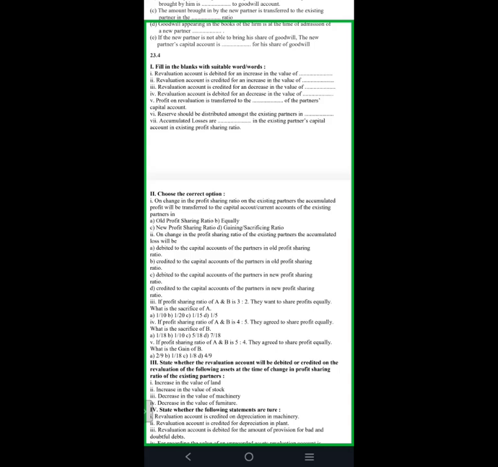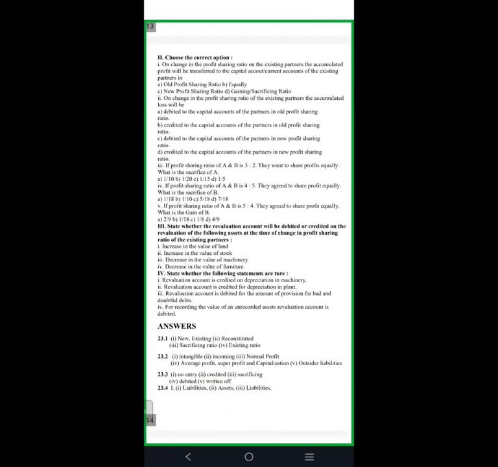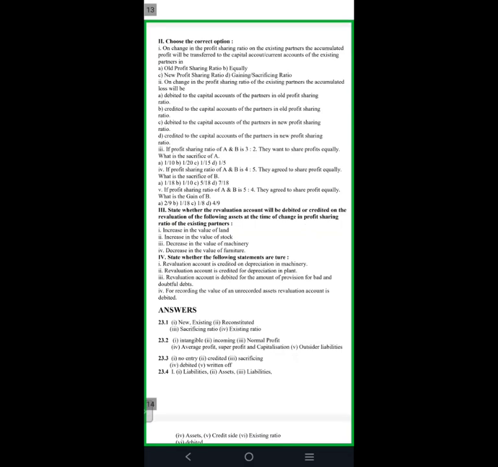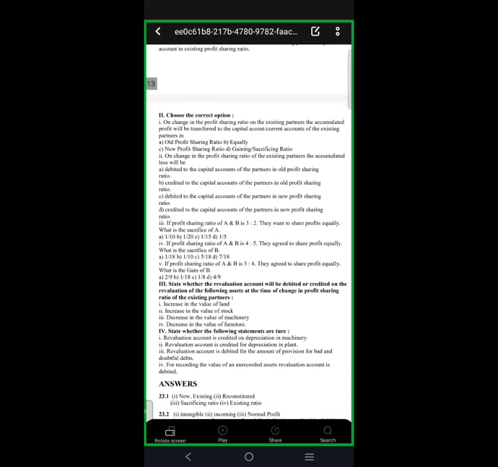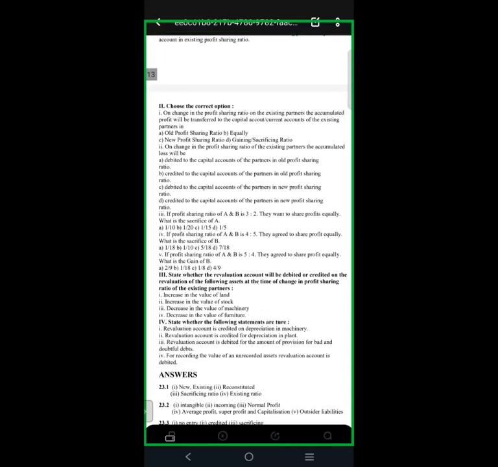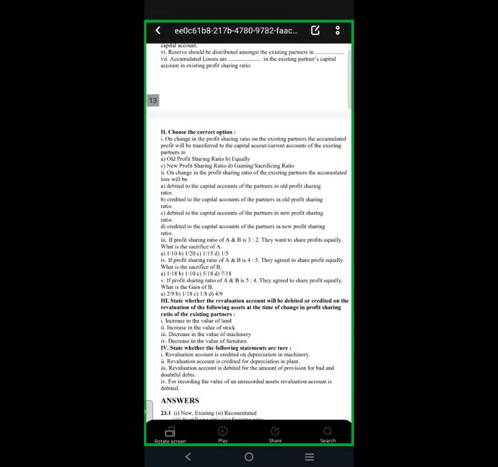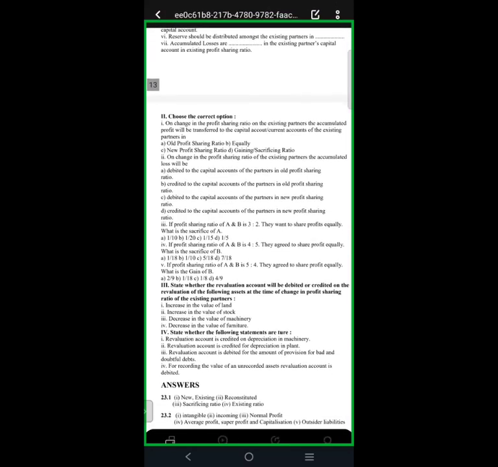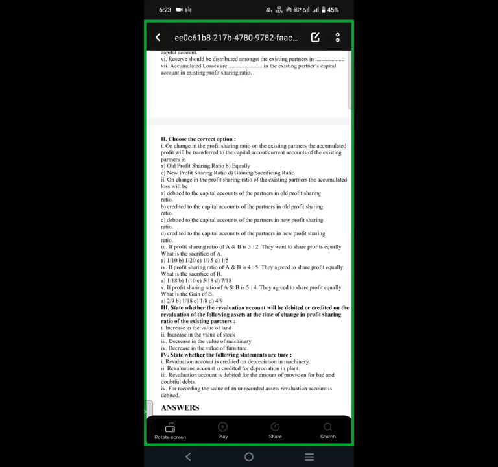Are debited in the existing partner's capital account. On change in the profit sharing ratio of the existing partners, the accumulated profit will be transferred to the capital account or current account of the existing partners in old profit sharing ratio, equally new profit sharing ratio or gaining or sacrificing ratio.